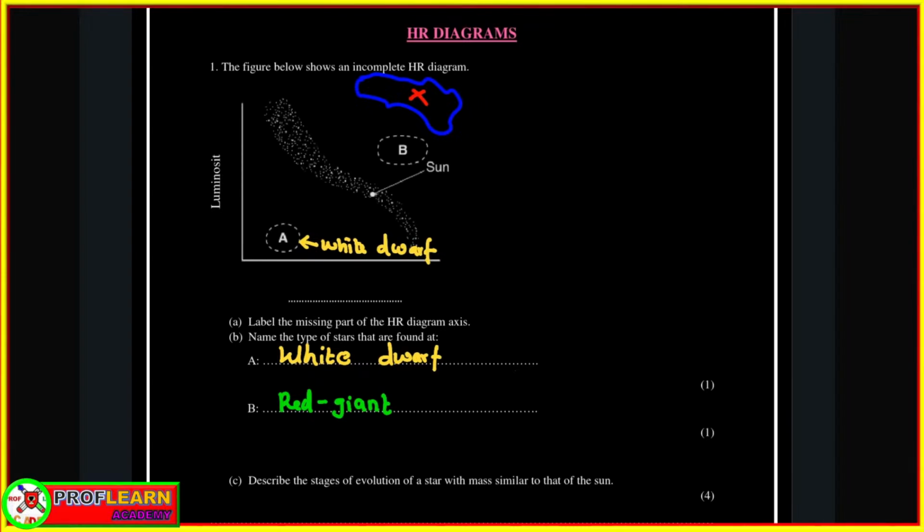There's this particular part also. We're supposed to label the missing part of the HR diagram axis. So this one is color. If you are given a question and told to identify it, it is color. Remember, blue stars are hot, but red and yellow stars are cool stars. So you need to remember that.